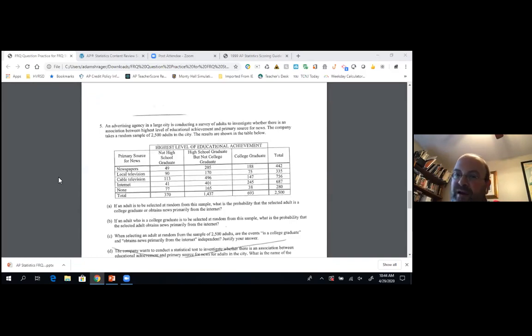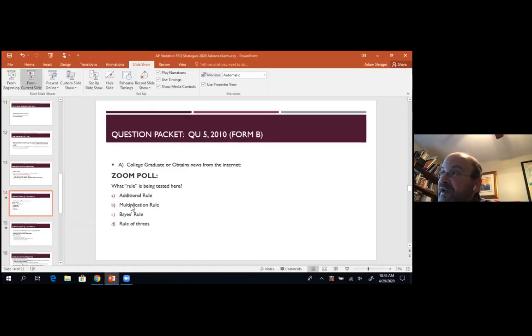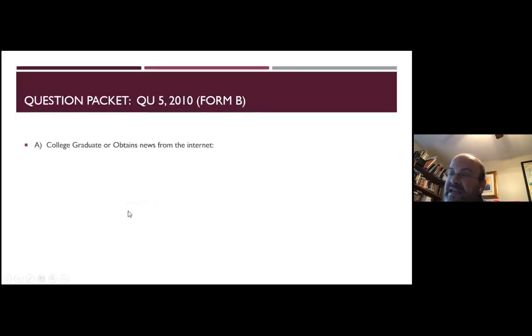And if we think about it, there's so much they can ask from this two-way table. They could go all the way back and ask about observational studies and experiments from a two-way table. But now let's take a look at the questions. The first question is, if an adult is to be selected at random from the sample, what is the probability that the selected adult is a college graduate or obtains news primarily from the internet? So the question is, are they a college graduate or do they obtain news from the internet?